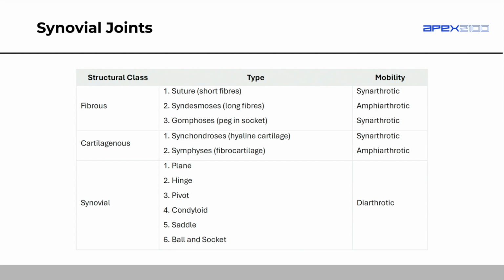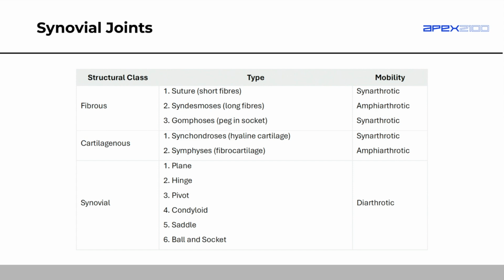All right, so a little bit of a recap on these. We've got our fibrous class, which has suture for short fibers, which is our skull, syndesmosis, the long fibers, which is the distal tibiofibular joint, and the gomphosis, the peg and socket, the tooth going into the gum. We've got our cartilaginous. We've got two different types: synchondrosis, joined by hyaline cartilage, and symphysis, joined by fibrocartilage. Can you remember the examples of these? For synchondrosis, it was the first rib to the sternum, and then the epiphyseal line or the epiphyseal plate. And for symphysis, it was the intervertebral discs and the pubic symphysis.